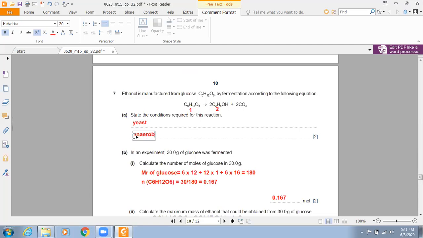Anaerobic. Okay. Next one, calculate the number of moles of glucose in 30 grams. So first I have found the MR of glucose. Then from the MR of glucose, I have found the number of moles. Mass divided by MR will give you the number of moles. So this is 0.167.